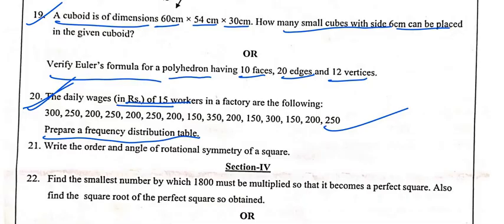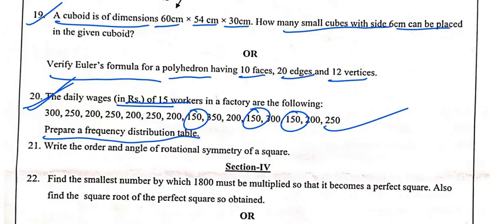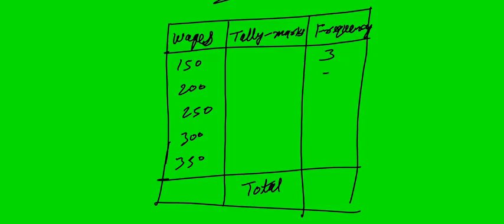150 comes how many times? So this is 150, one time, two times, three times. So 150 comes three times. So here we will write in frequency 3. Now check the 200. So it is 1, 2, 3, 4, 5 times. So 200 came 5 times.